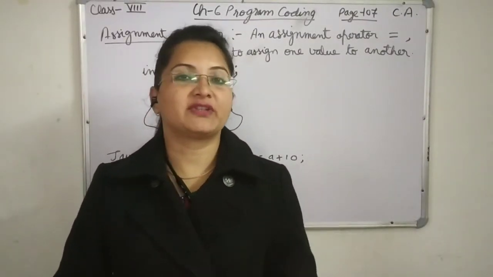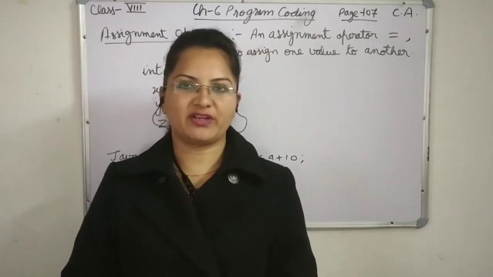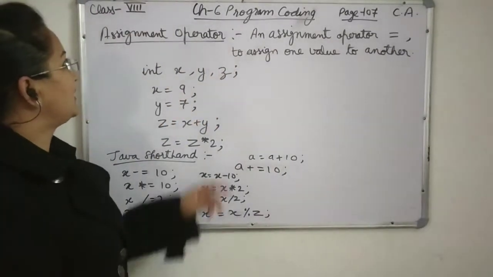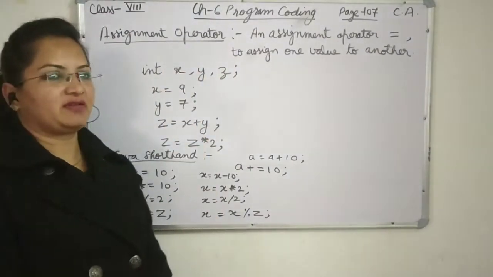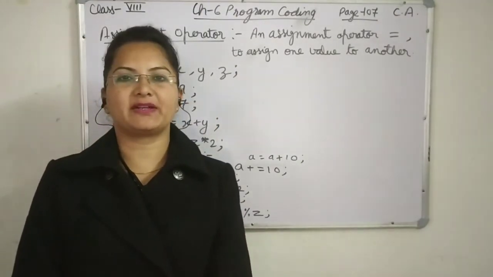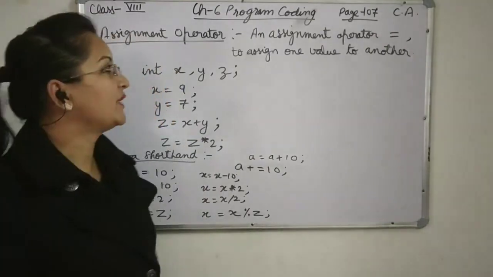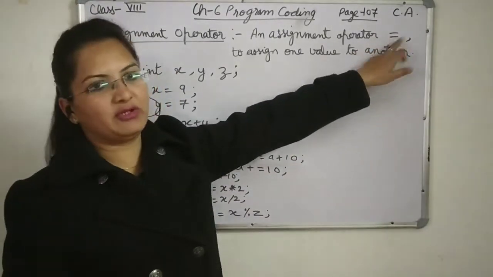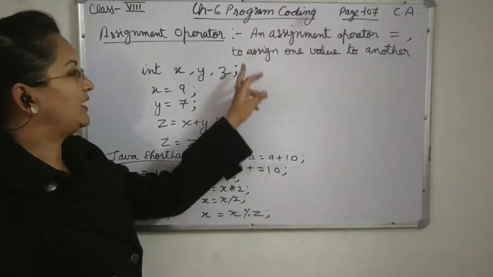Today we will continue the same chapter, chapter 6, program coding. Students, today we will study about assignment operator. I have already told you the difference between assignment operator and the relational operator. The same is here. Assignment operator means this equal to symbol, a single equal to is used to assign one value to another value.